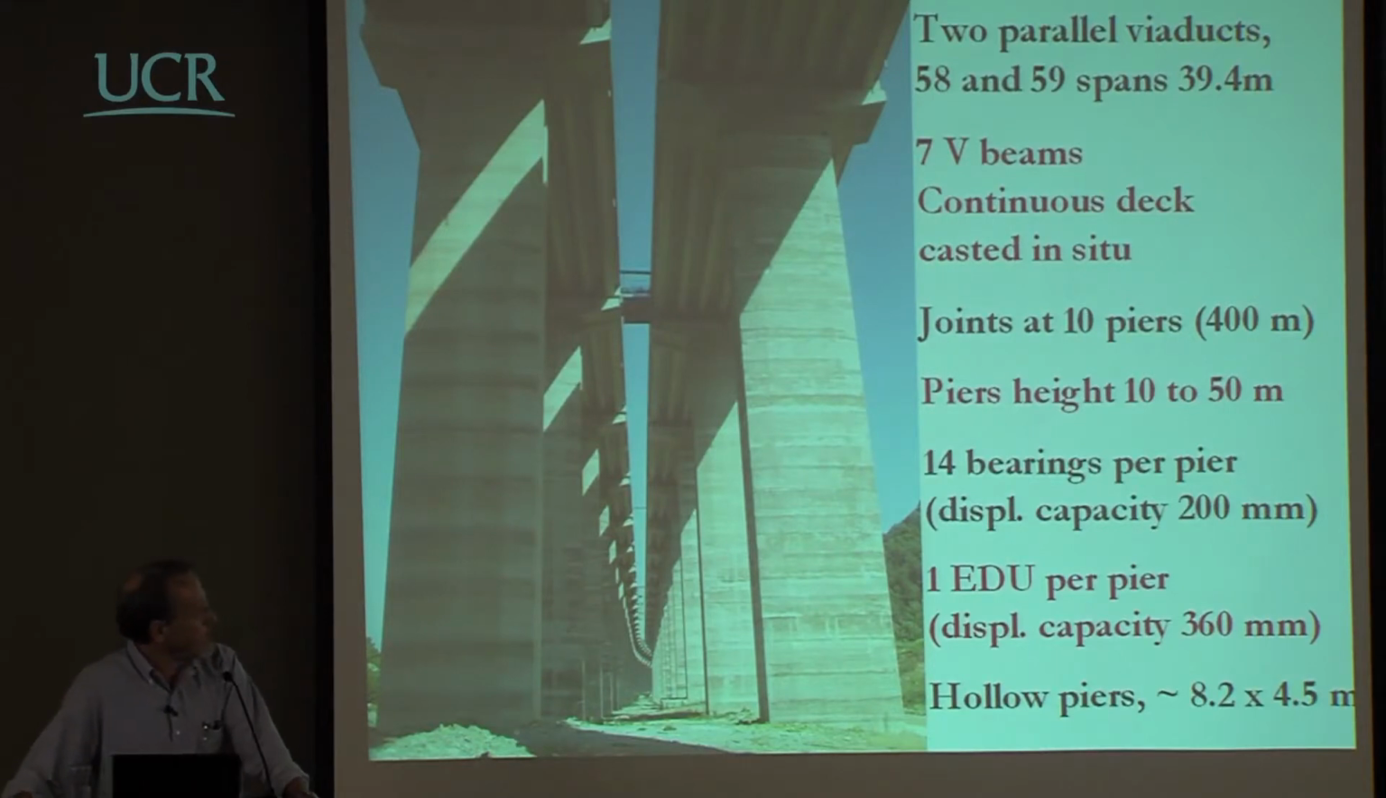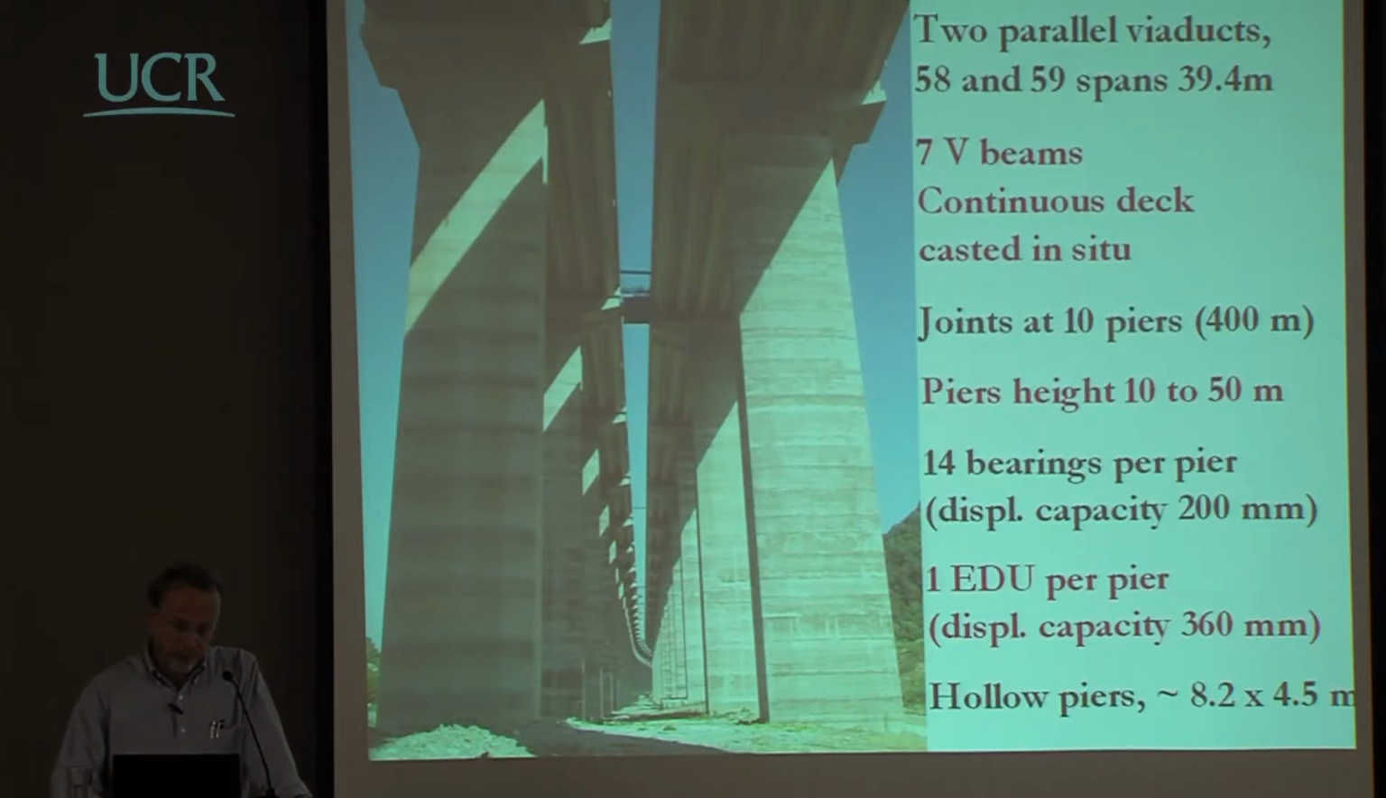So you had a bridge with piers that in most cases were between 40 and 50 meters tall, so that the height of one of the piers is more than the span, which makes something which is probably not very efficient from the point of view of cost. But anyway, this is not what we are discussing. They had joints every 10 piers, so joints at about 400 meters. And they had, on top of each pier, 14 bearings, one for each one of the beams on one side and on the other side.